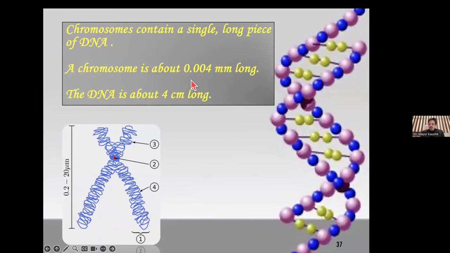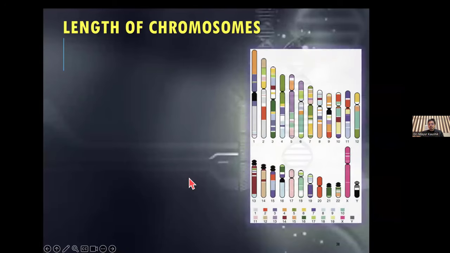A chromosome is just 0.004 millimeter long. The DNA, the thread inside the chromosome, is 4 centimeter long. That is almost 10,000 times the length of the chromosome. So imagine the amount of coiling which has been done, how highly coiled this structure would be. So this is about the chromosome.